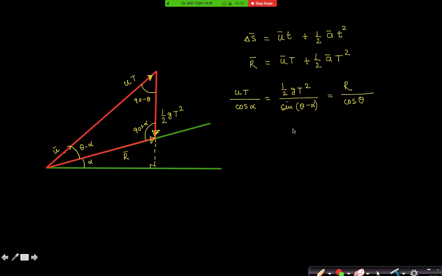Okay. So if I just try to solve the capital T from these first two expressions, what will be the value of capital T? U sin theta minus alpha by half g, so 2u sin theta minus alpha by g cos alpha. So it is the time of flight that I have got from this one. Can you just relate this to the expression and find what is the value of r?